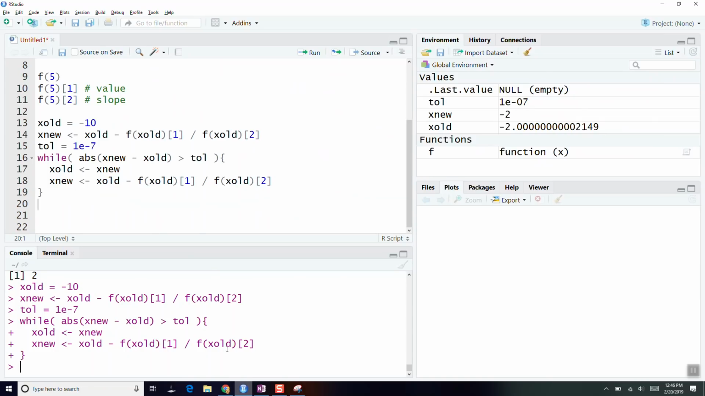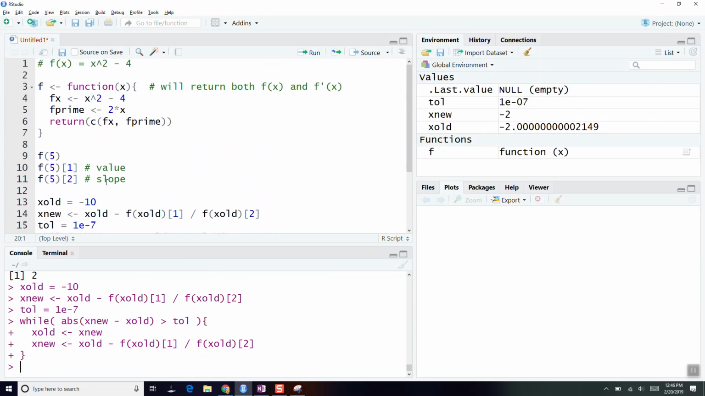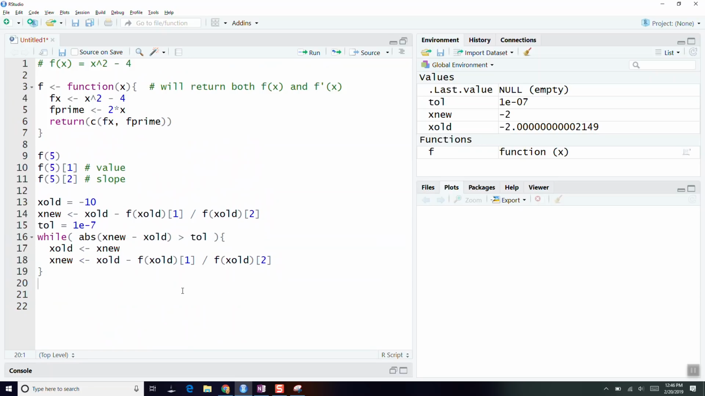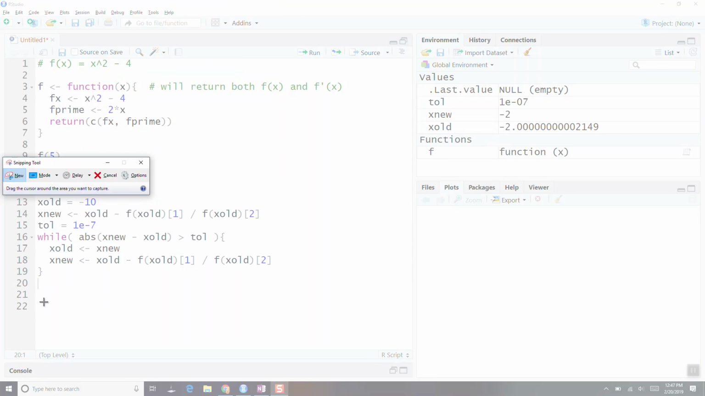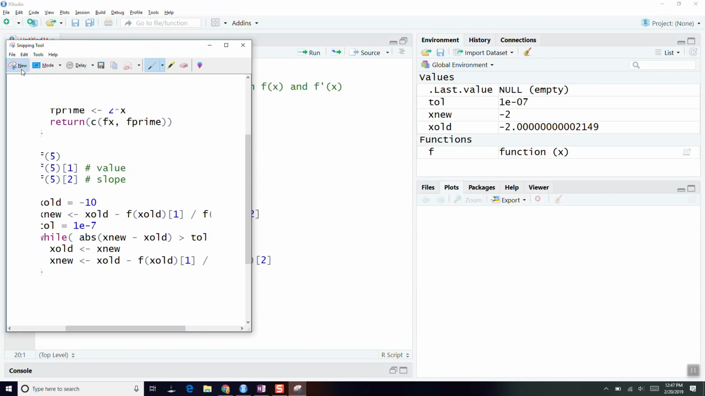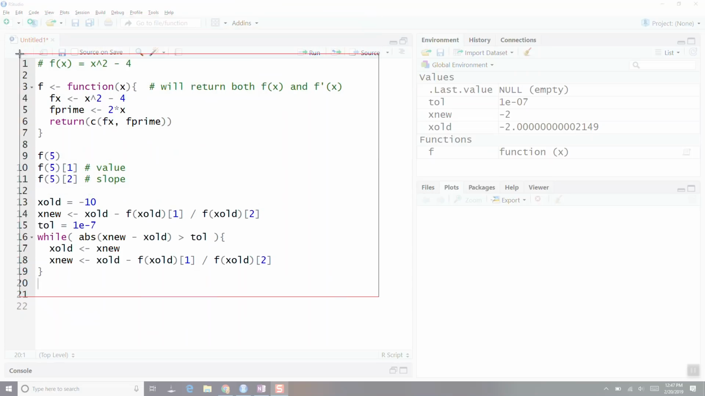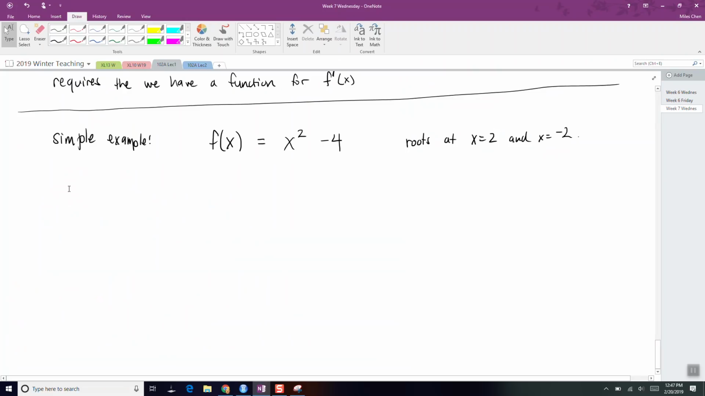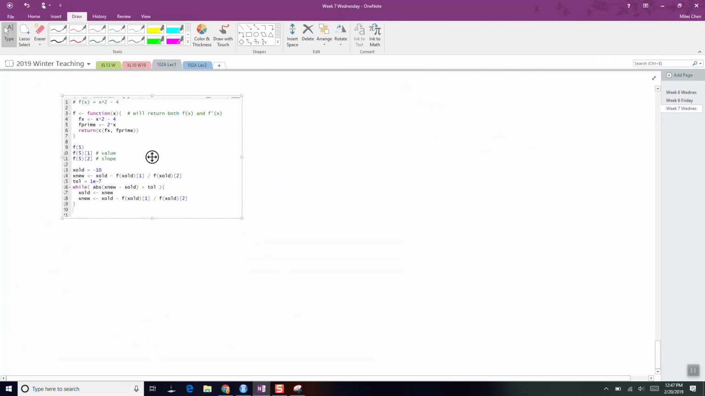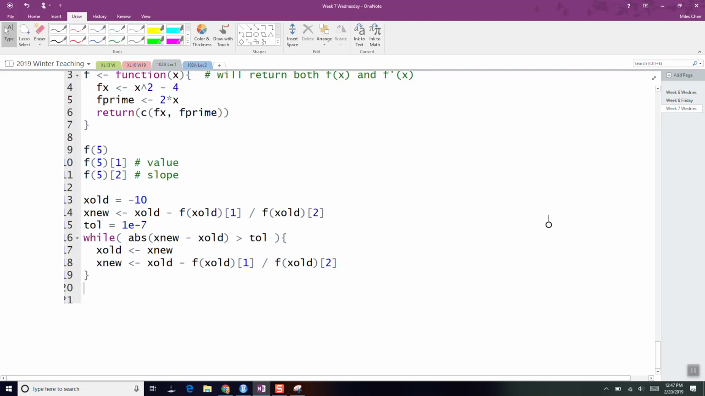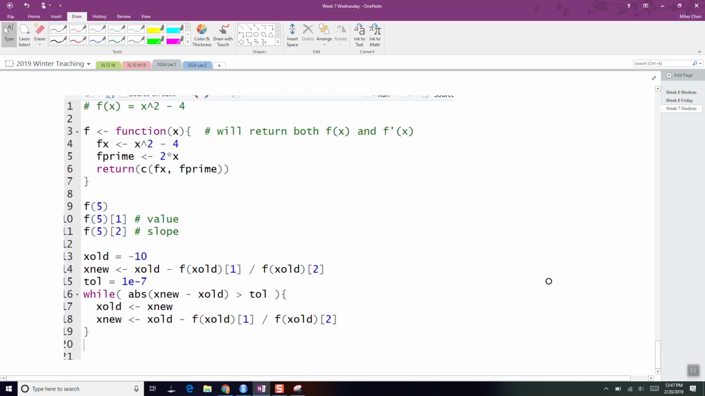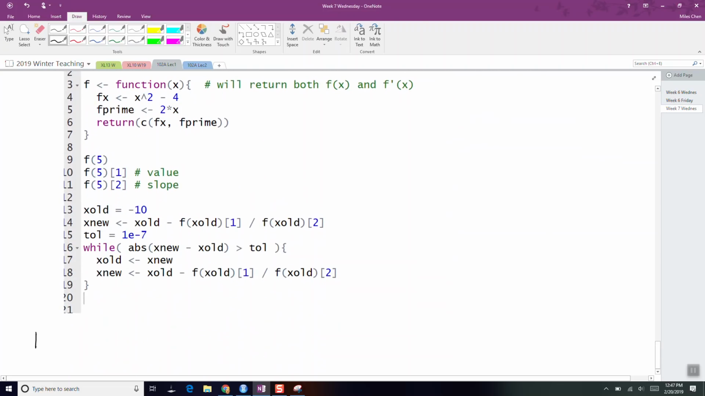So anyway, I'll copy my code here. All right, so I'll just write: Newton-Raphson may find different roots depending on the starting point.